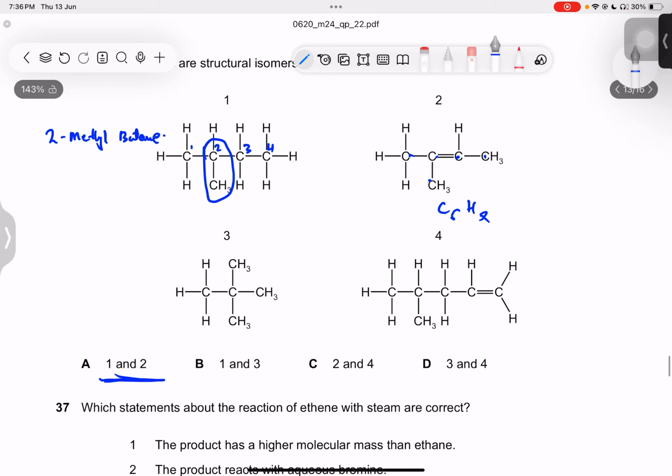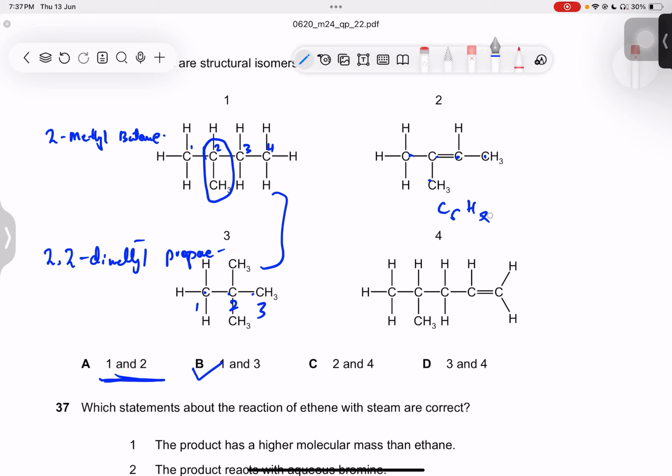Let's look at 3. The name should be 1, 2, 3. So 3 carbon chain, and if we start the naming from here, 1, 2, 3. So 2 methyl groups on the second carbon. So 2, 2 dimethyl propane. The number of hydrogen atoms and the number of carbon atoms between 1 and 3 are both the same. They have the same functional group. So this is correct. 1 and 3.